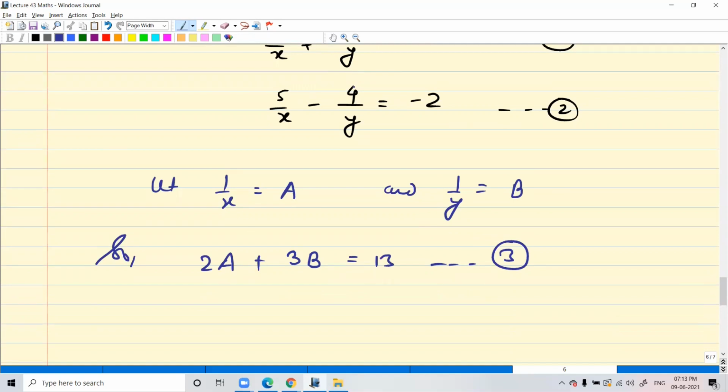Same way, do the same thing for the second equation also. 1 by x, replace it with A. So what should I write for this equation? Tell me, who can tell me? Yes, go ahead. 5A minus 4B. Yes, 5A minus 4B equal to minus 2.